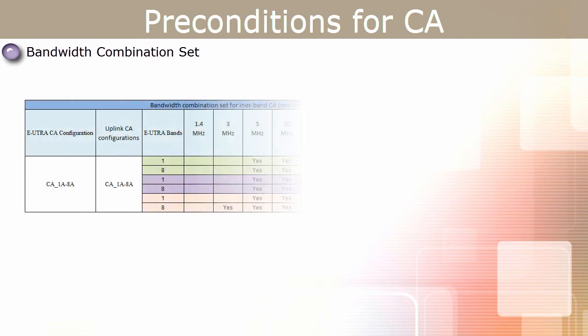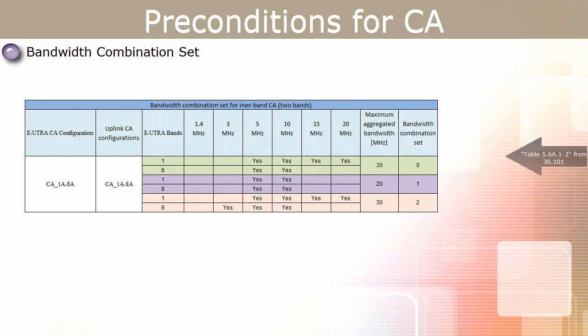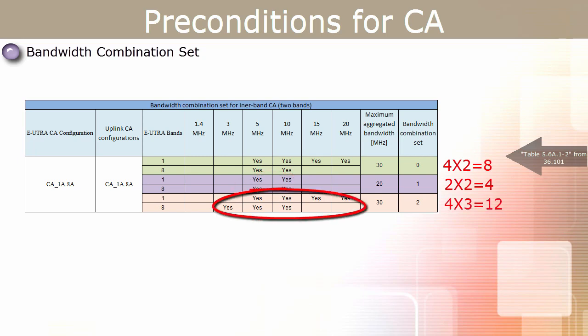So, I have taken this small segment from a table to give you an idea about the bandwidth combination set. You can notice, here for this CA configuration, 3 bandwidth combination sets are defined. In bandwidth combination set 0, only 8 bandwidth combinations are possible. In set 1, only 4 bandwidth combinations are possible. In set 2, only 12 bandwidth combinations are possible.